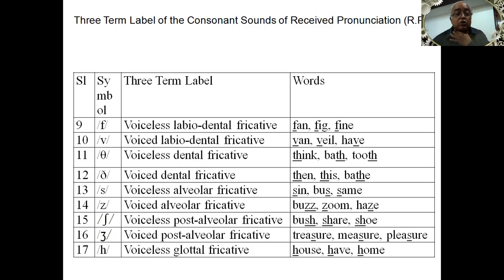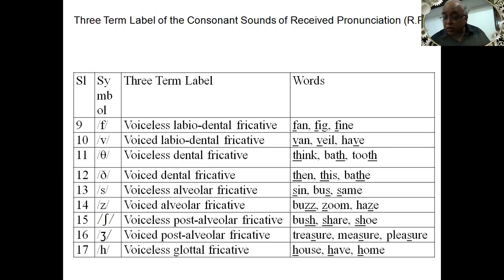Glottal, because sound is produced from the glottis. It's fricative because there is a stricture of close approximation or a narrowing. So it's a voiceless glottal fricative, and it is represented by H in the word house, or the word have, or in the word home. Yeah. So we have done these consonant sounds today.